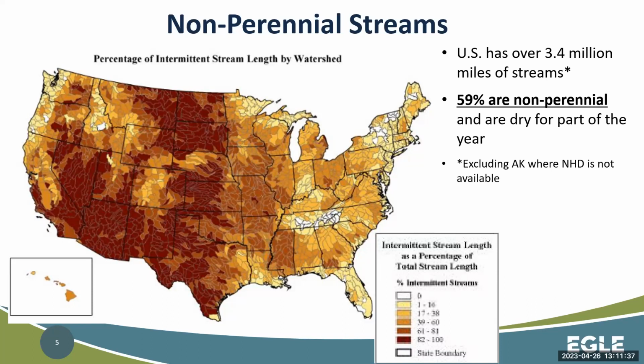So the general takeaway from this, which I thought was interesting, is that many streams don't have water in them all the time. A lot of these streams make up a large portion of the stream miles in watersheds, and they're a really important part of watershed health.